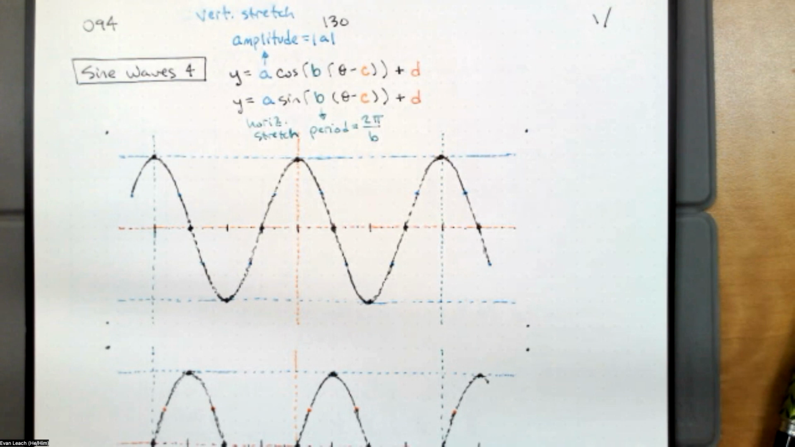So B and the period are going in opposite directions. When B becomes twice as much, the period becomes half as much. Think of B as the number of times we go around the circle. When B is equal to 2, from 0 to 2 pi, we can go around the circle 2 times. When B is equal to 4, we're going around the circle 4 times. So think of it as how many times we'll go around the circle between 0 and 2 pi.